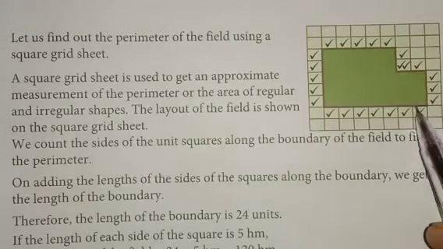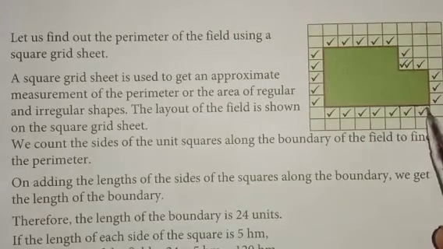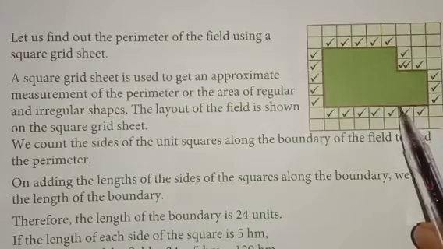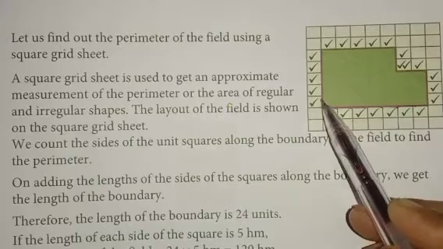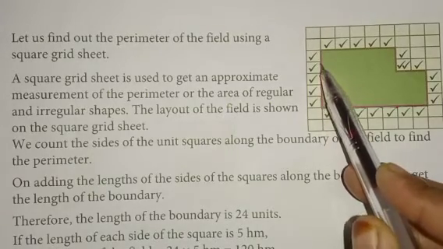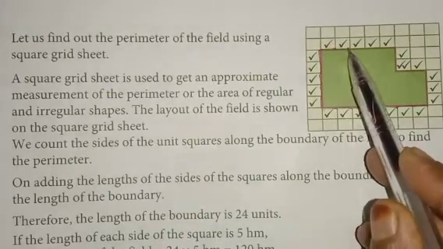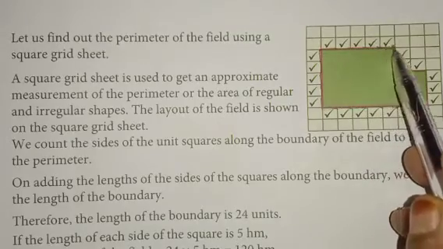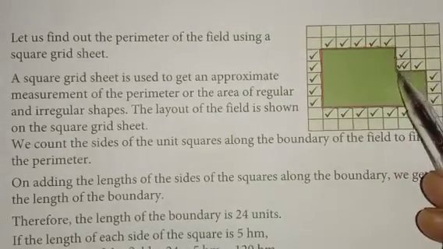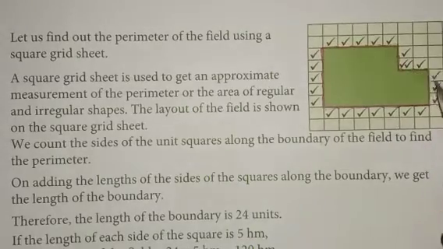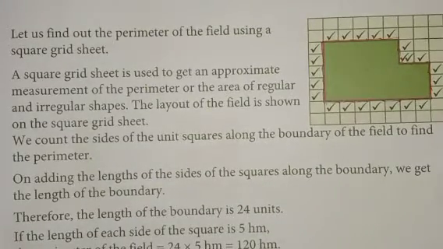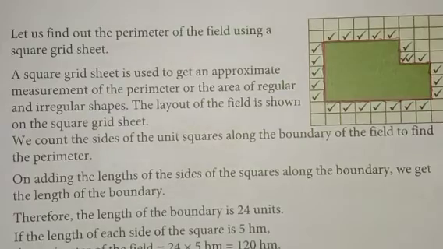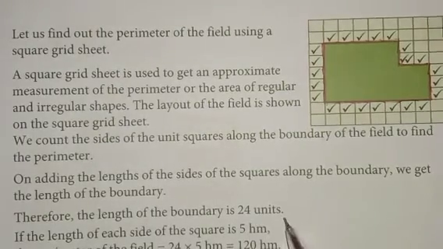Here you can start: 1, 2, each square you can add as 1, 2, 3, 4, 5, 6, 7, 8, 9, 10, 11, 12, 13, 14, 15, 16, 17, 18, 19, 20, 21, 22, 23, 24. So the perimeter of this picture is how many? 24 units. The perimeter of this picture is 24 units.